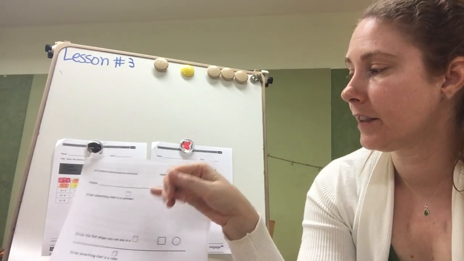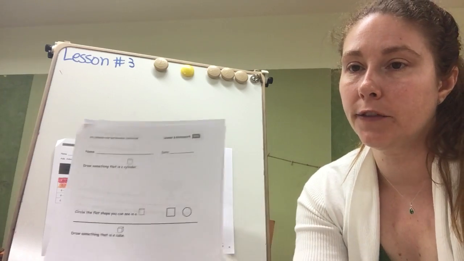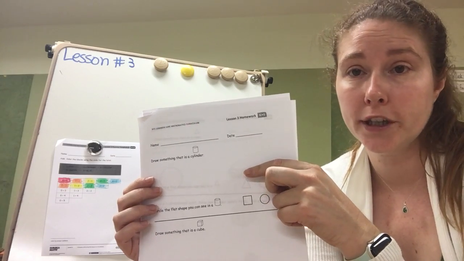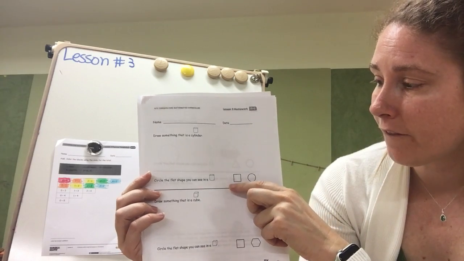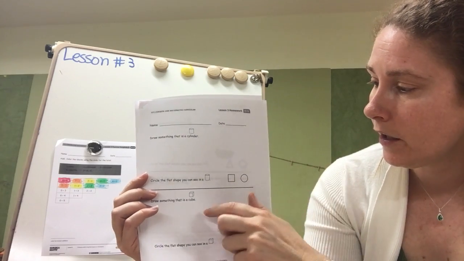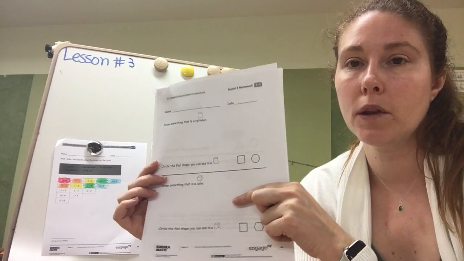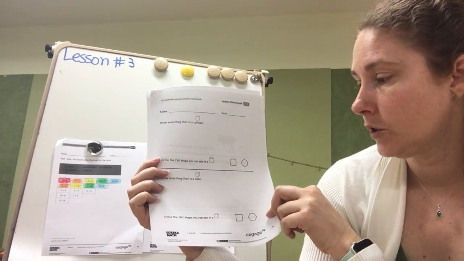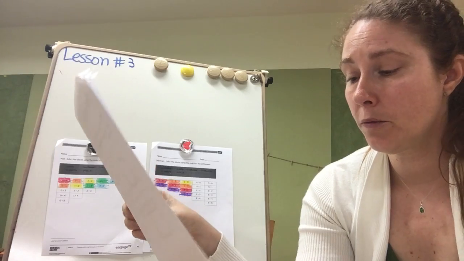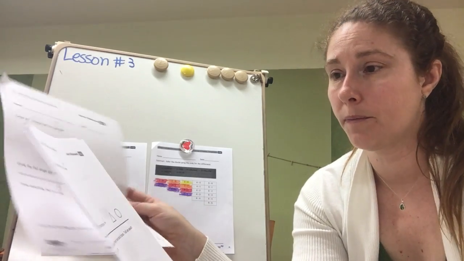Draw something that is a cylinder. So look around your house, find something that's cylinder shaped. I suggest you go to the kitchen, but maybe you can find stuff around your bedroom, your living room, anything that's cylinder shaped. Okay? Circle the flat shape you can see in a cylinder. Draw something that is a cube. Look around for a cube shape in your house. Circle the flat shape you can see in a cube. Do you see a hexagon on a cube, or do you see a square on a cube?